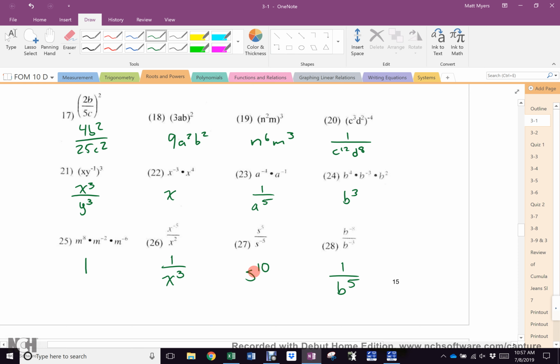Everybody understands why this is s to the 10th? Because 5 minus negative 5. Or you could look at it this way. That negative 5 can't be down there, so it would come up to the numerator, and then I'd have 10 s's up top. Everyone is still good?